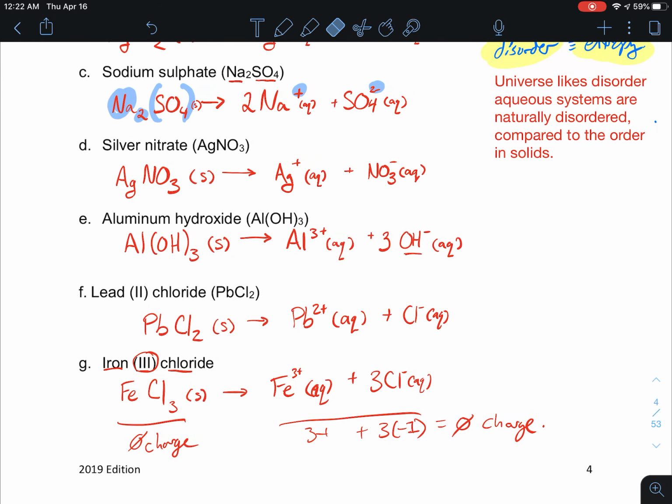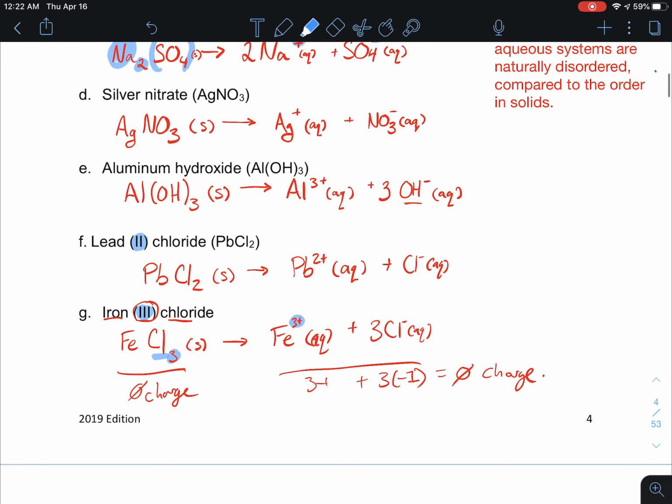Lead is one of the strange ones. So in this example, they gave us the label already. But remember that lead has two options. It could be lead 2 or lead 4. So you do have to read your words carefully. Same thing with iron. Iron is iron 3 chloride. So that means that iron has a 3+ charge. And so we need three different chlorine ions to balance it out.